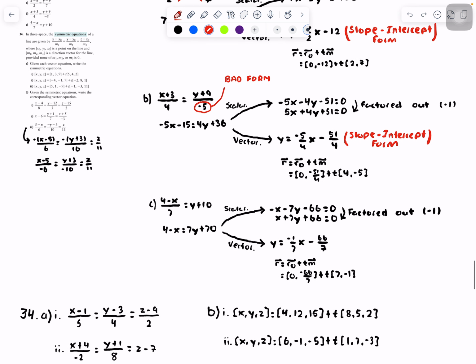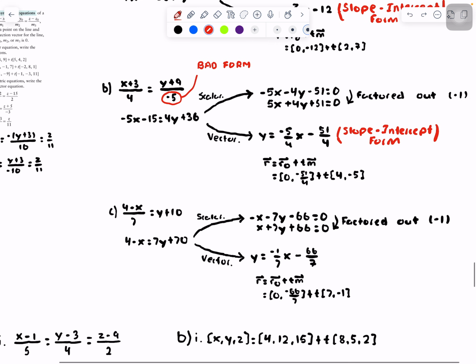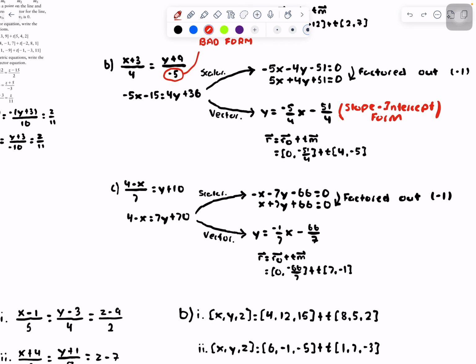Okay, and part C, very similar story. Cross multiply: 4 minus x equals 7y plus 70. For the scalar form, move everything over to the left-hand side, make your right-hand side equal 0, first the x term, then the y term, followed by the constant. To keep good convention, factor out a negative from the front if you have to. Okay, that's the scalar form. For the vector form, first go into slope-intercept form.